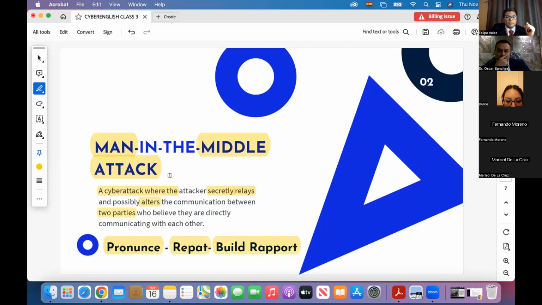A cyber attack where the attacker secretly relays and possibly alters the communication between two parties who believe they are directly communicating with each other. Okay, very good.